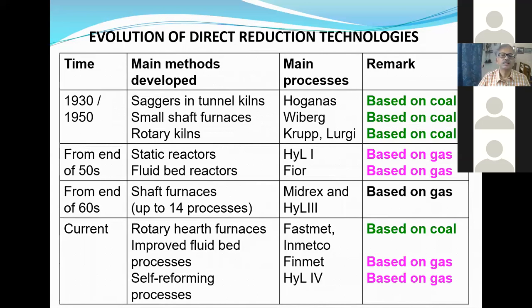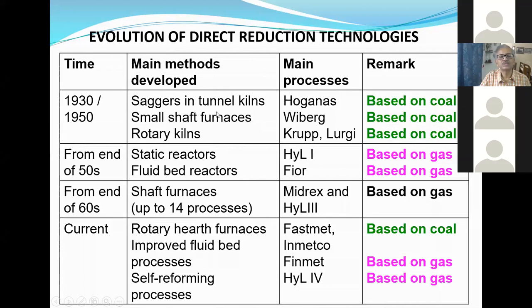In the tunnel you have the opportunity of placing different burners. Heat from these burners heats up the saggars and the material inside. The heat penetrates in the transverse direction, and then the iron ore coal mixture gets reduced. So in the tunnel kiln, it was the initial process, developed by Hoganas, and it was based on coal. All the initial processes were based on coal.